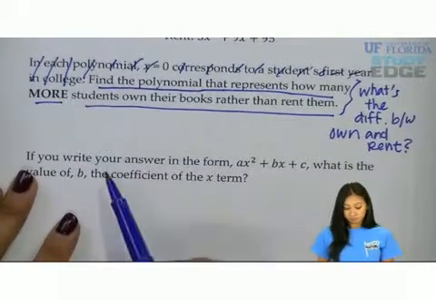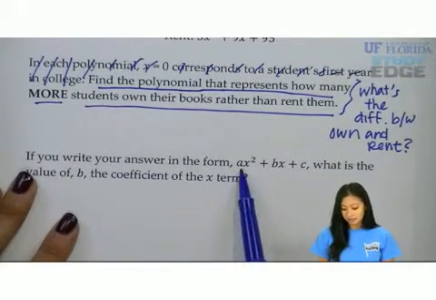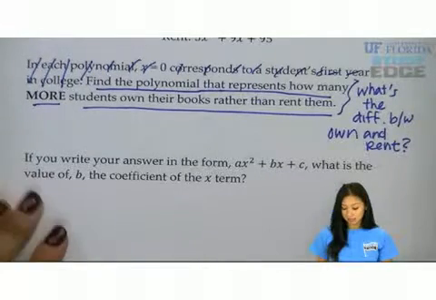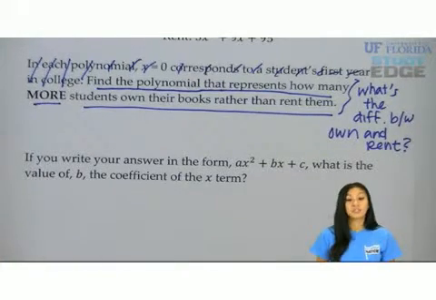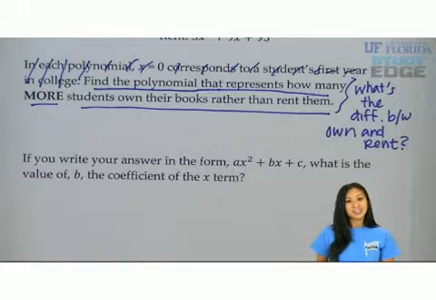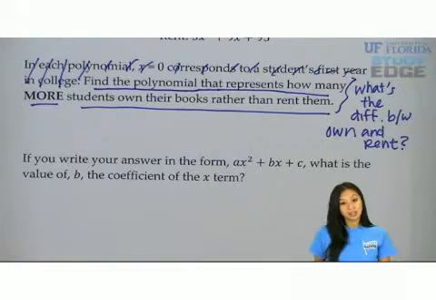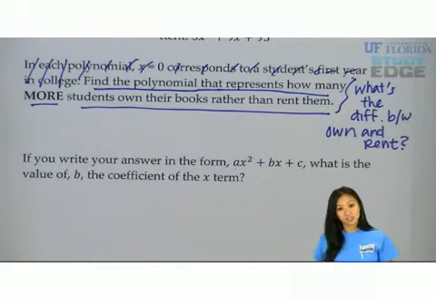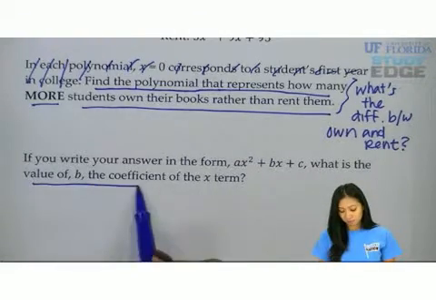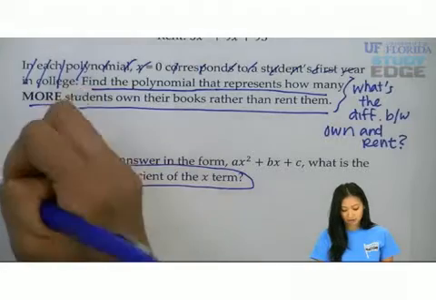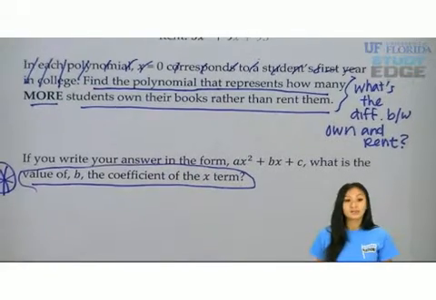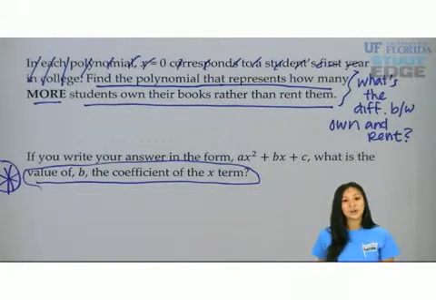Let's read further. If you write your answer in this form, ax squared plus bx plus c, what is the value of b, the coefficient of the x term? All right, that's just telling you, hey, when you get your answer, they want something very specific. They don't want the whole expression. All they want is the value of b, the coefficient of the x term. So I'm going to put a star by that so I remember to answer the question. Give them what they're asking for.